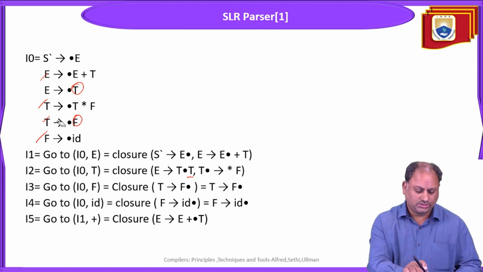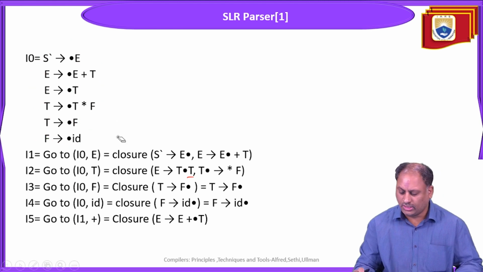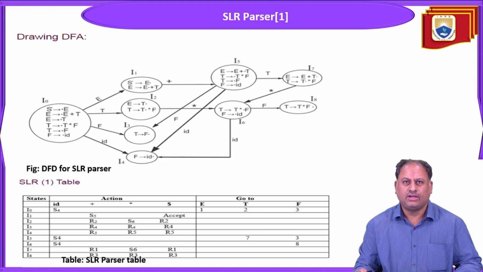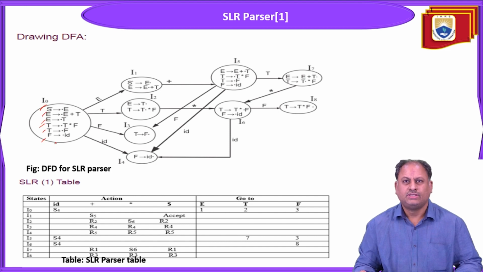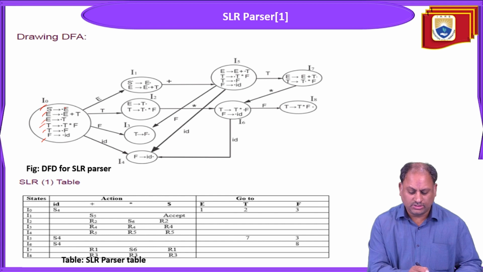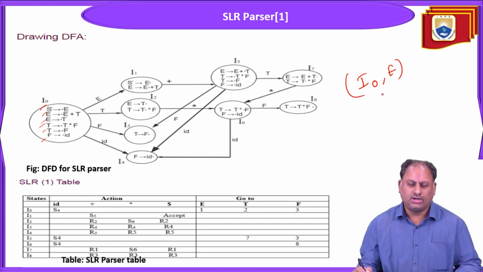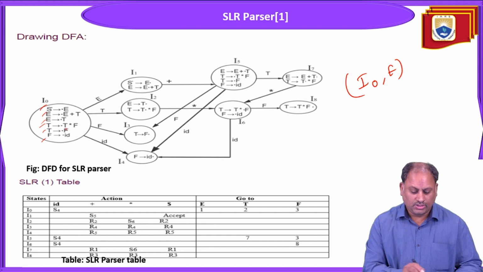So based on this, the data flow diagram can be written with these rules: S', E, T and F. So based on this, we are going to write I0 comma E. What is I0 comma E? So here, what are the productions which contain E? That is S' derives E dot.